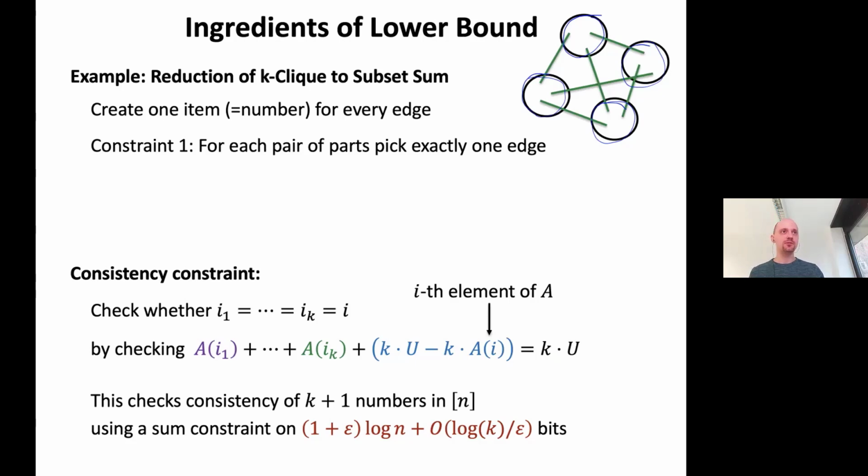Then there are two types of constraints that we need to enforce. One is that we pick one edge between any two parts. So we pick one green edge. We pick these 6 green edges that I've drawn here.